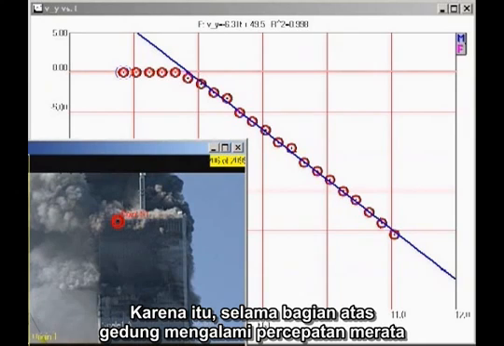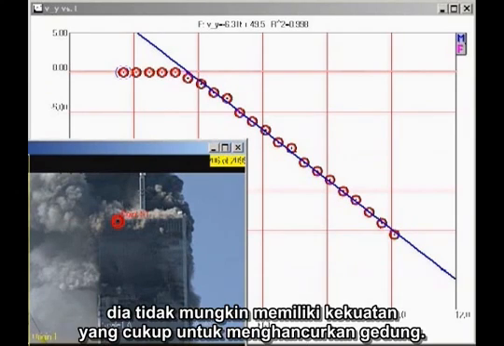Therefore, as long as the top section of the building is in uniform downward acceleration, it cannot possibly be providing sufficient force to destroy the building.